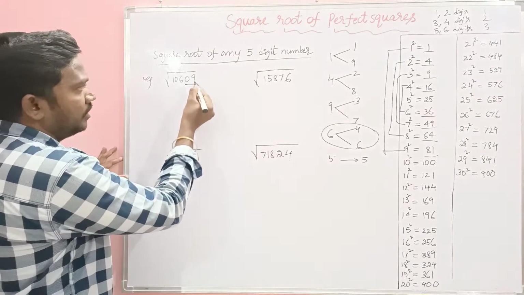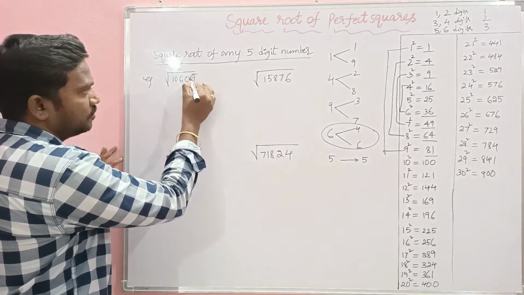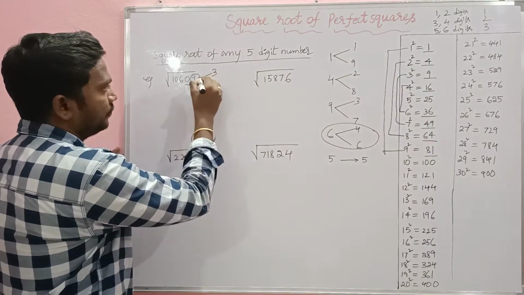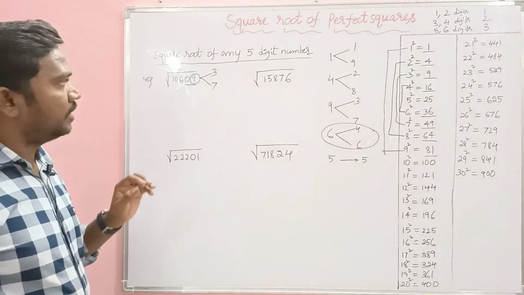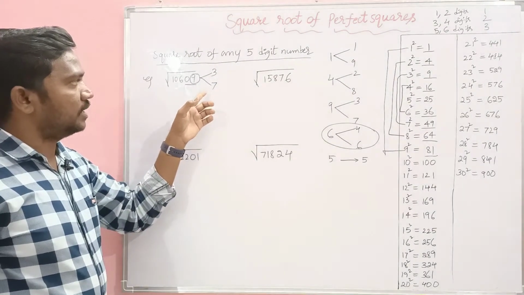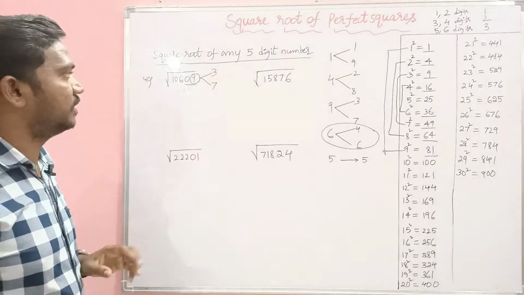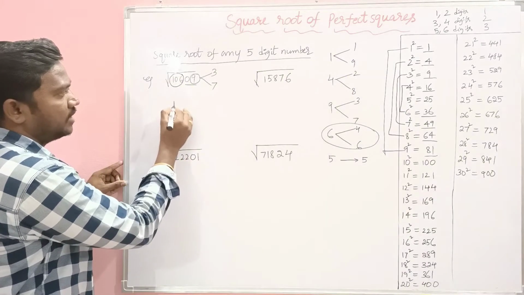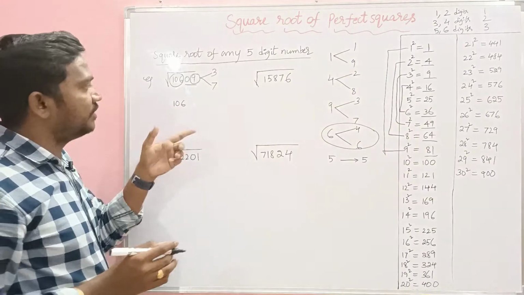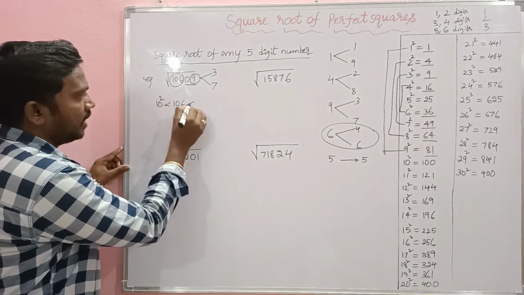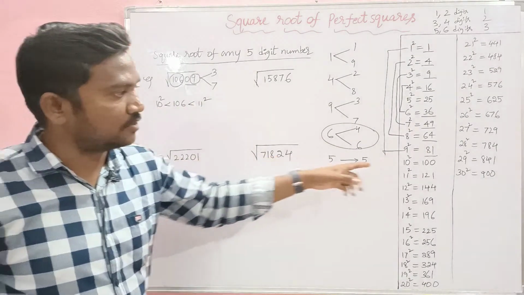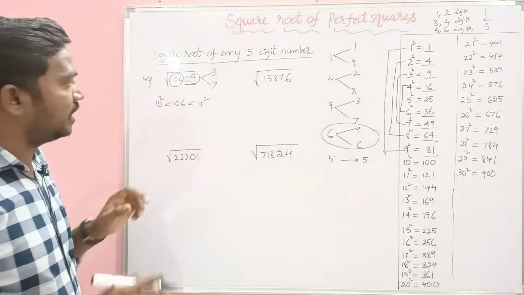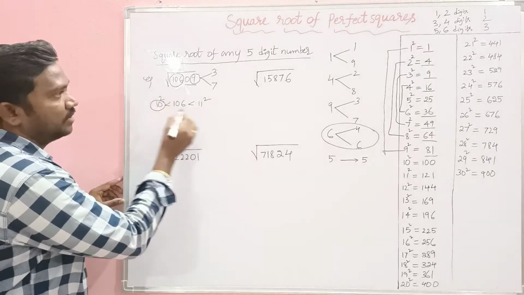We already know that here the units place is 9. Then the answer ends with the digit either 3 or 7. Now the second step, take the quotient 106. This lies between 10 square and 11 square. See here, 10 square is 100, 11 square is 121. So 106 lies between 10 square and 11 square. We have to take the smallest number.